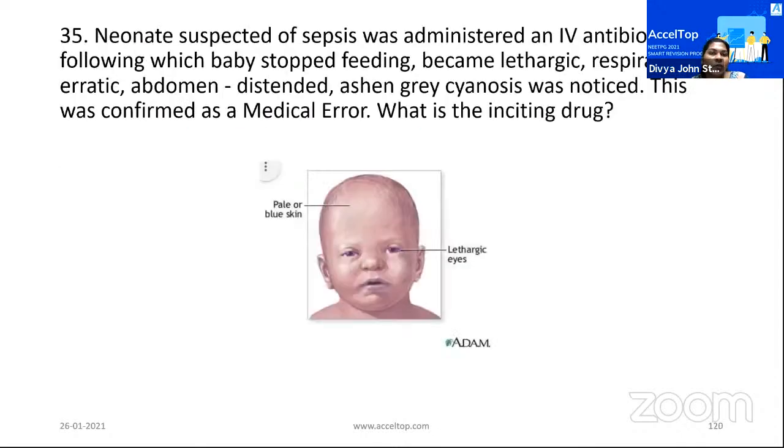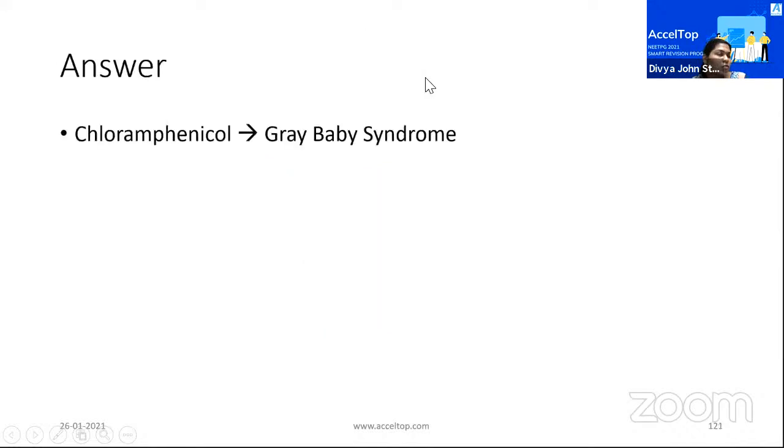So another or the last question for today is neonate suspected of sepsis was administered with an IV antibiotic, following which the baby stopped feeding, became lethargic, respiration became erratic, abdomen was distended, ashen gray cyanosis was noticed. This was confirmed as a medical error. Okay, what could be the inciting drug? Okay, so you know that it is an IV antibiotic, and this is the characteristic feature of gray baby syndrome, and the probable drug could be chloramphenicol. Okay.